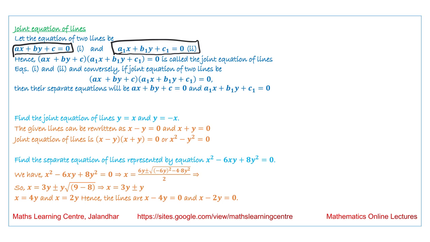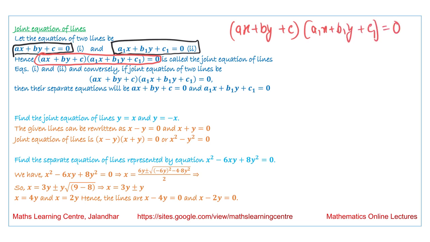Then the joint equation of these two lines is given by the product of these two values. It is (ax plus by plus c) into (a1x plus b1y plus c1) is equal to 0. This is called the joint equation. And conversely, if the equation is given in this form, then these are the two separate equations of the lines.